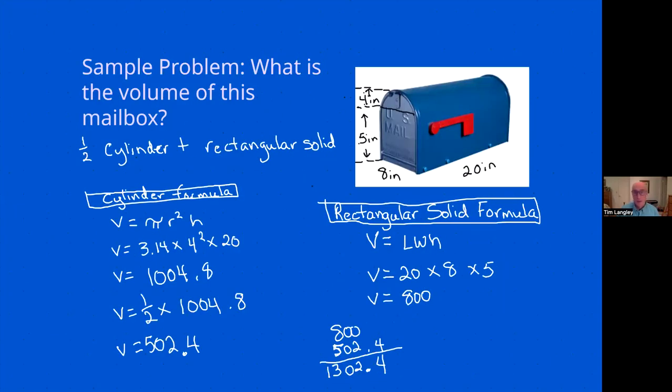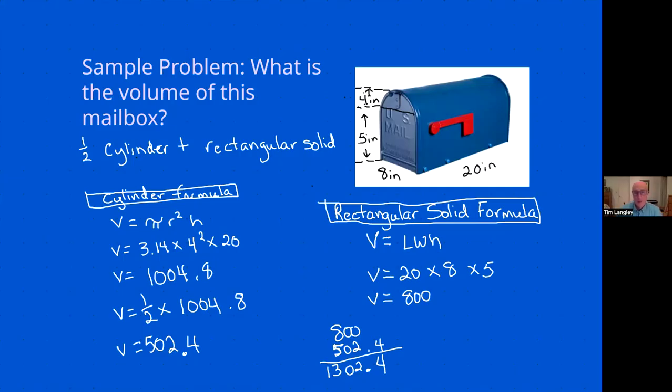I've got my mailbox here on the screen. Sample problem: what's the volume of this mailbox? You have to look carefully. I want you to imagine that the top half of my mailbox here is rounded. That is like half of a cylinder. We're going to consider it half of a cylinder. Remember, a cylinder is like a can of pop, a round, long object that has length, width, and height.